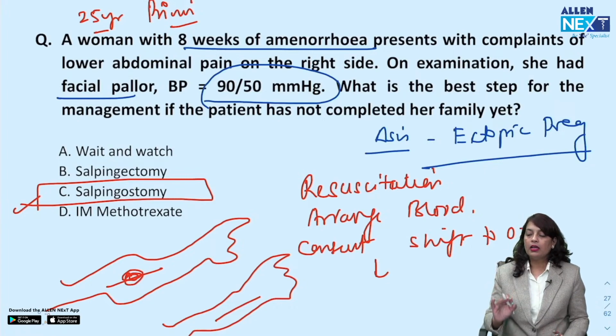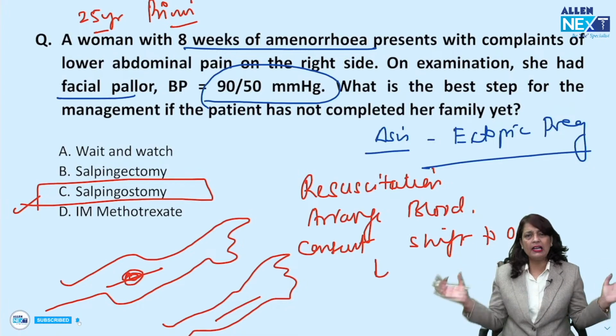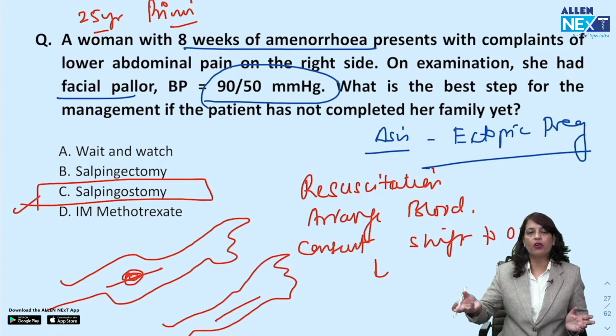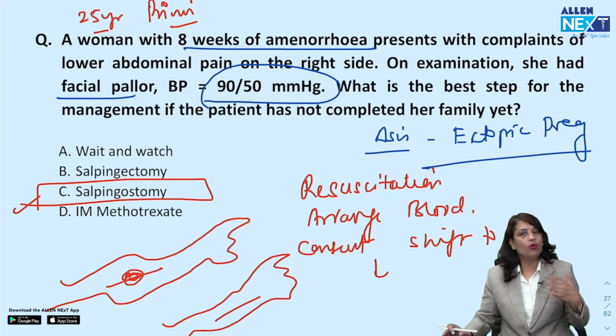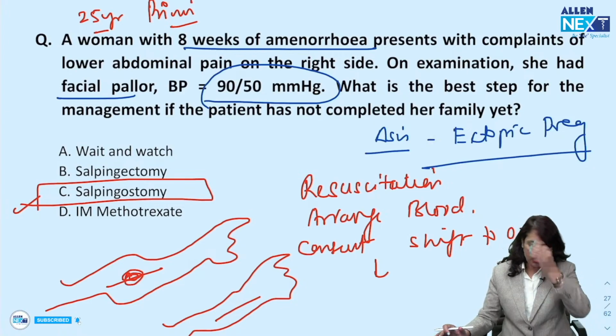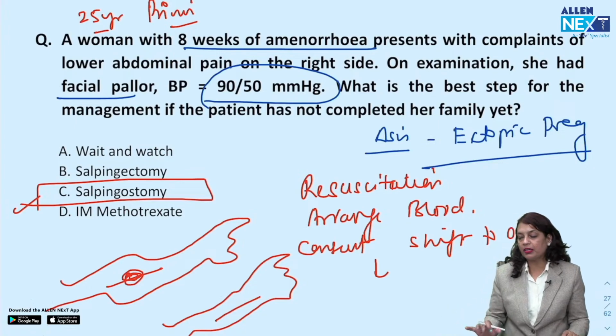Okay, and wherever possible do save the fallopian tube. If it is a badly ruptured fallopian tube, patient's BP is like 60/40 or 60/20, okay, then I am going to do a complete salpingectomy. Okay, so in that case tubal conservative surgeries will not be feasible in that patient.